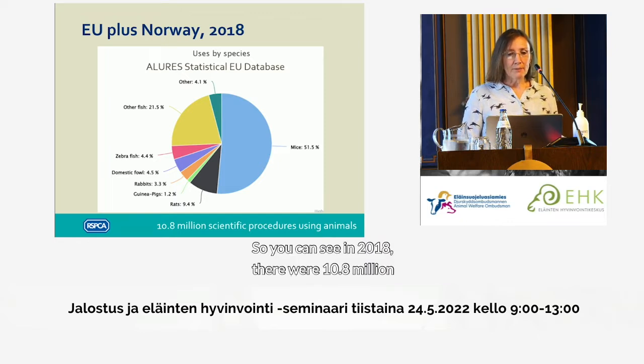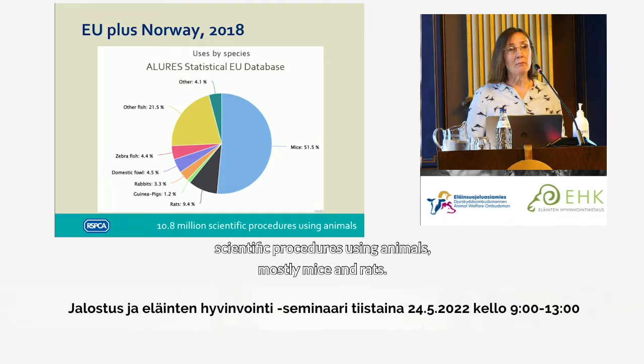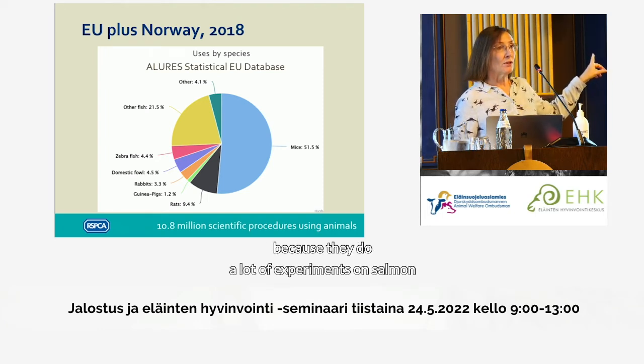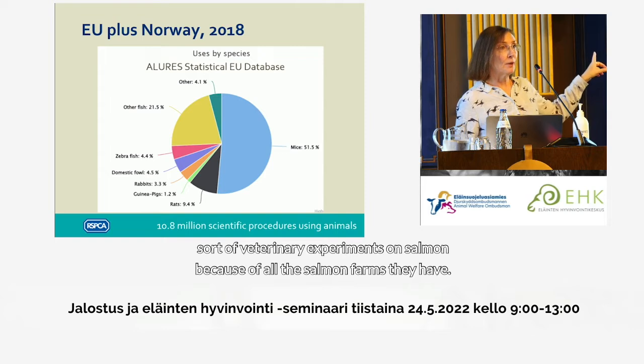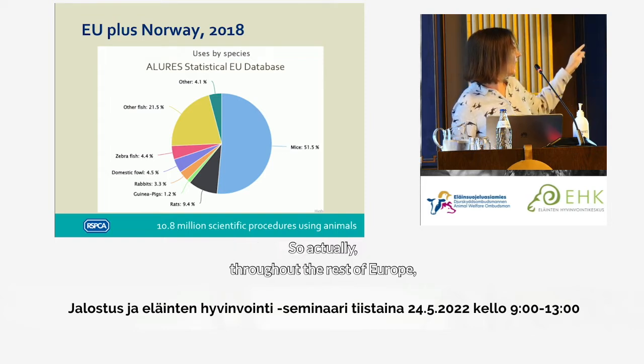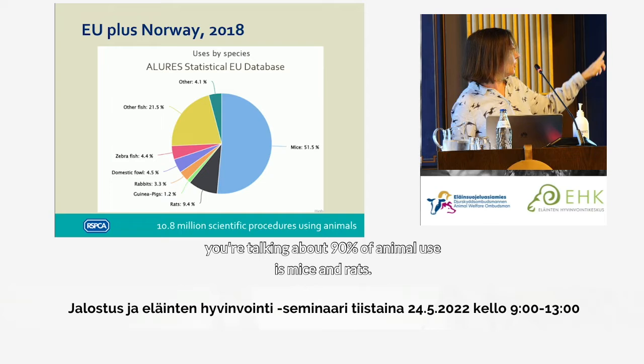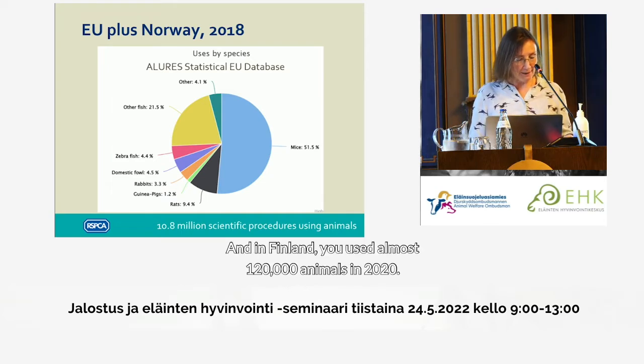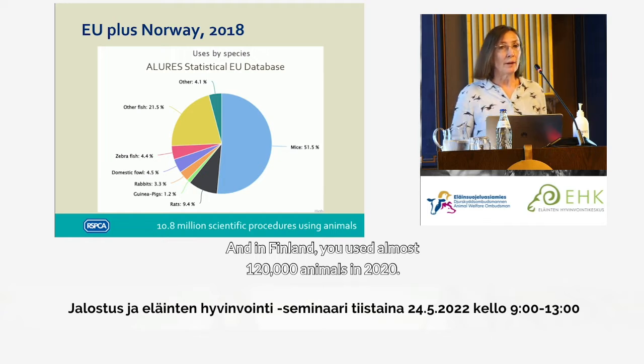So you can see in 2018, there were 10.8 million scientific procedures using animals, mostly mice and rats. The other fish there, a lot of that is Norway, because they do a lot of experiments on salmon, sort of veterinary experiments on salmon because of all the salmon farms they have. So actually throughout the rest of Europe, you're talking about 90% of animal use is mice and rats. And in Finland, you used almost 120,000 animals in 2020.